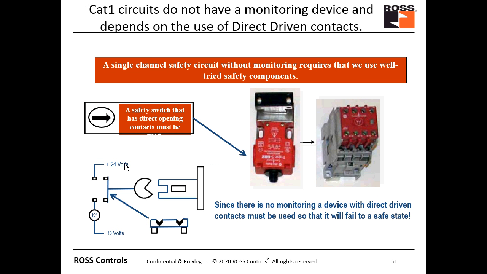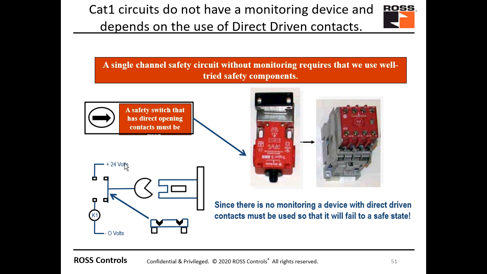Category 1 typically does not have a logic device. A lot of Category 1 systems that I see are using mechanical switches with direct-driven contacts. So there is a symbol of an arrow on the front of a mechanical door switch. Same thing on a pull cord, same thing on an e-stop button. They are physically driven closed, and they are physically driven open by mechanical means.